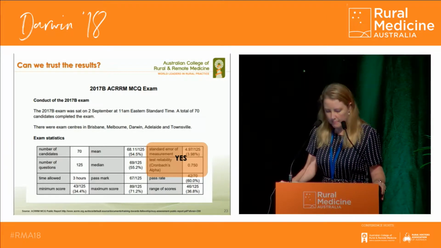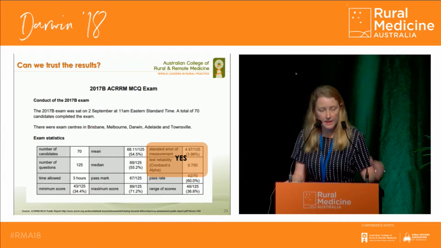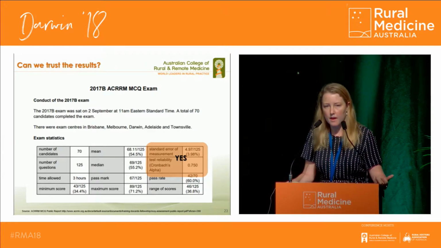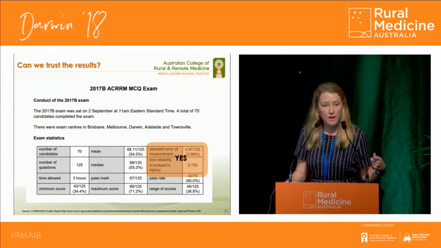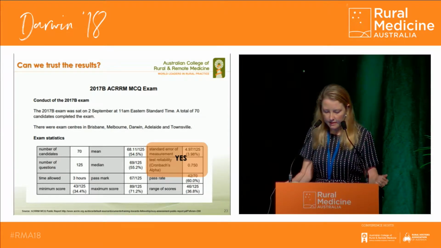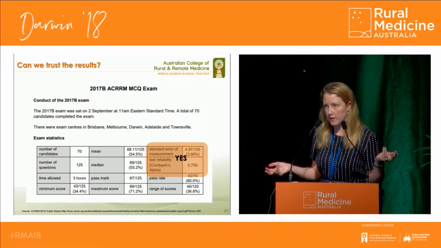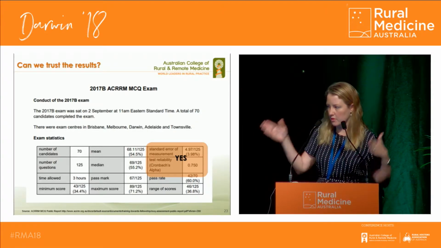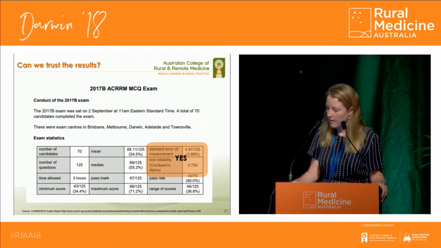The standard error of measurement is asking if a candidate did the test multiple times, how similar would their scores be? Or how close are we getting to the truth about whether or not they're operating at a FACRM level. You can calculate a 95% confidence interval for a candidate score. So a candidate score plus or minus 2 standard errors of measurement, or 2 marks.